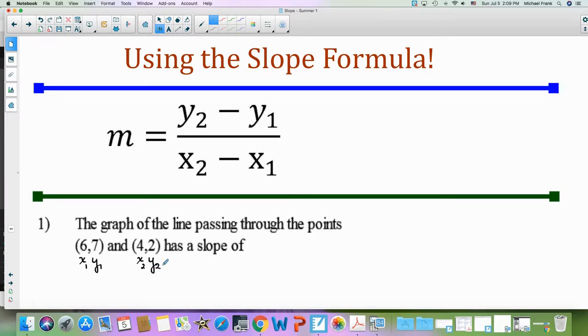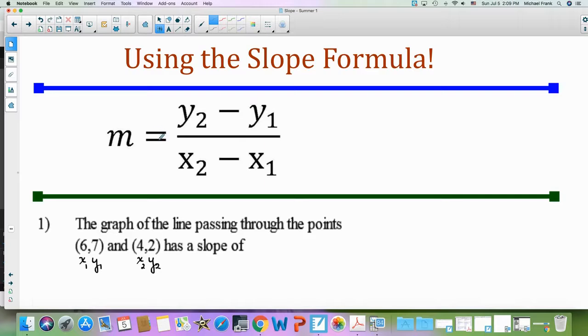Now, a lot of people ask the very good question, well, what if I decided that 4, 2 was my first point and that 6, 7 was the second point? Well, if you label them that other way and you do everything right, you should get the same exact answer at the end. Well, let's take a look at the process.